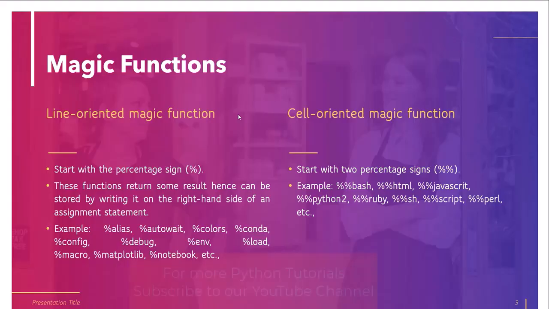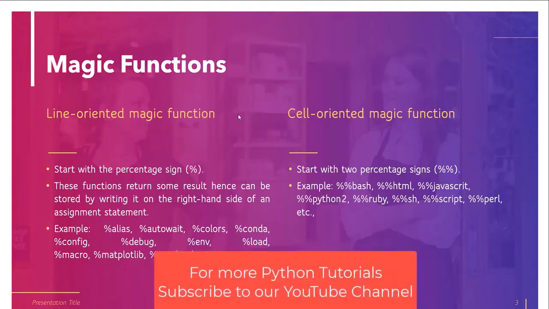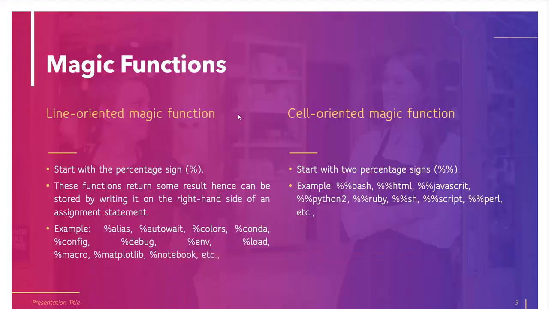Firstly, start with the line oriented magic function. We can also call it a line magic. These functions start with the percentage sign followed by an argument in the rest of the line without any quotation or parenthesis. We can say that it is the same as an OS command line calling of a function. These functions return some result, hence it can be stored by writing it on the right-hand side of an assignment statement. Some examples of line oriented magic functions are %timeit, %autowait, %color, %conda, and %matplotlib, and many others also.